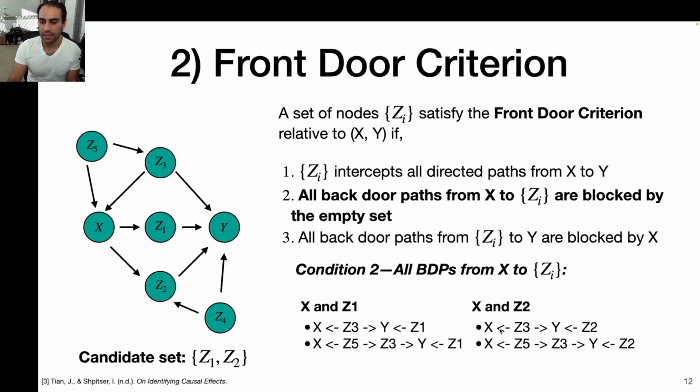And actually looking at every other one of the backdoor paths, the collider at Y is present in all of them. So indeed, all the backdoor paths between X and Z1 and X and Z2 are blocked by the empty set. That's a check mark for condition 2.